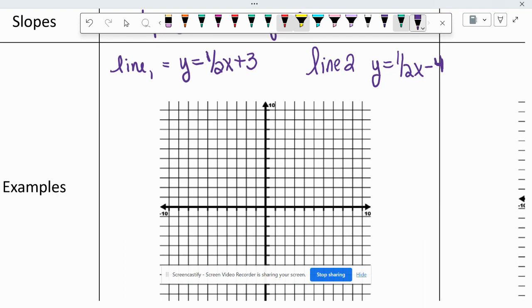So how do I graph the first equation? Y equals 1/2 x plus 3. Where do I begin? 3 on the y-axis. And from there I count my slope. Up 1 over 2. How many times do you need to do that? Yeah, you should have at least 3 points. Okay? So I'm going to draw this line and I'm going to label it line 1.